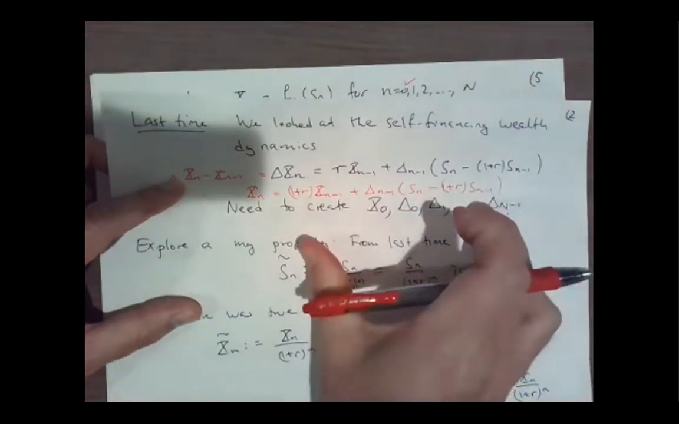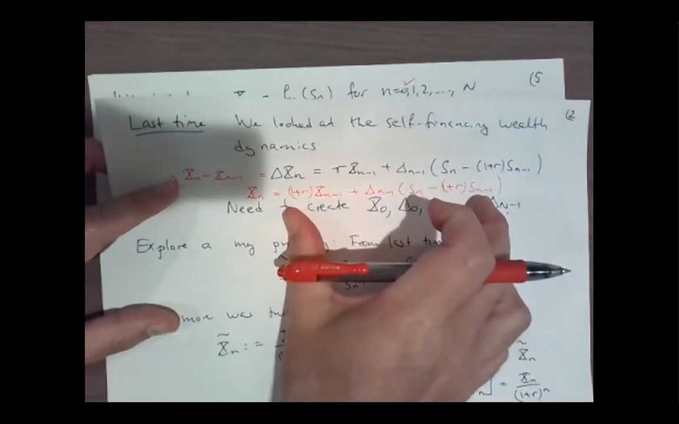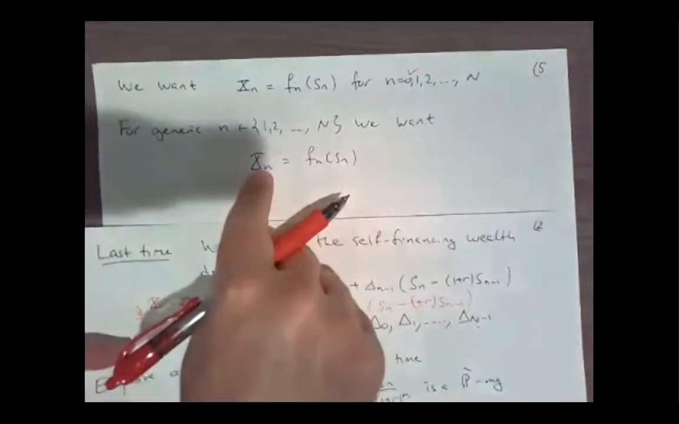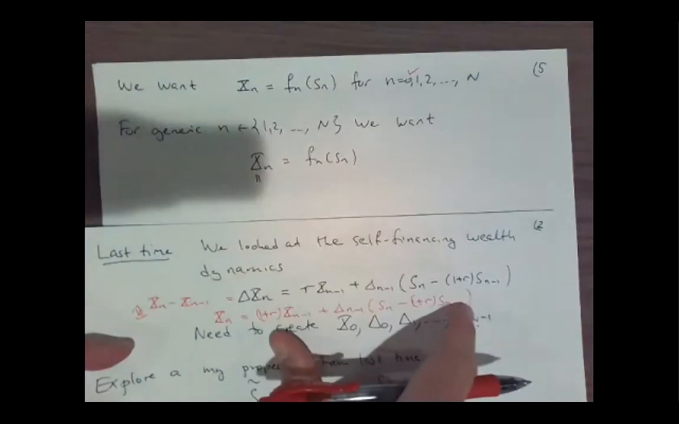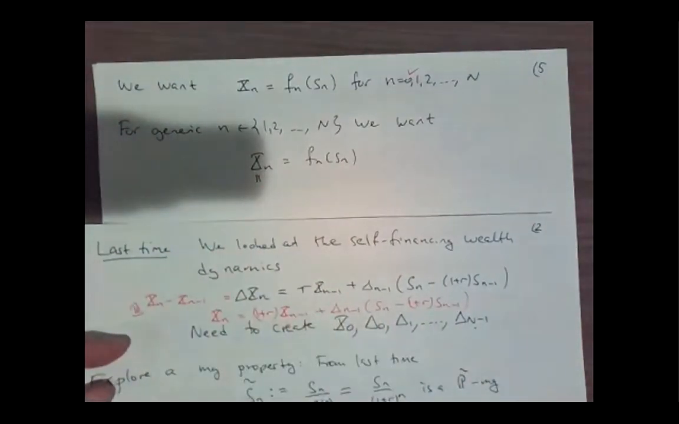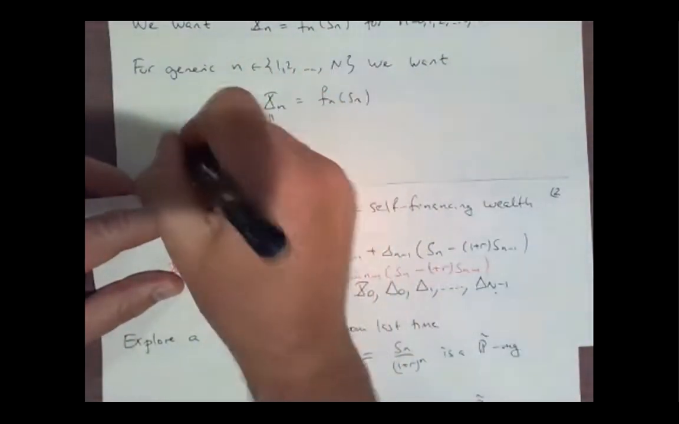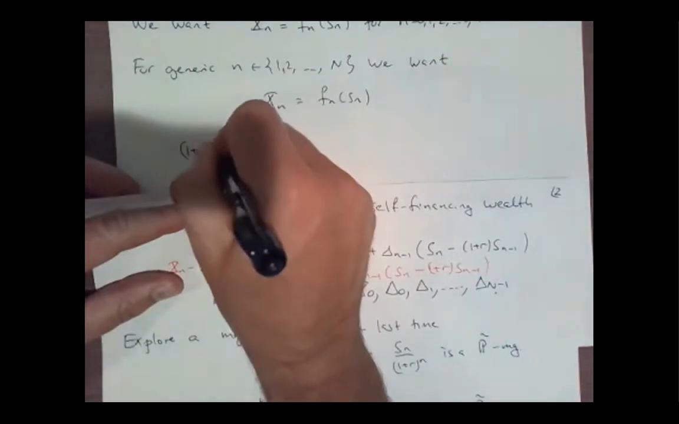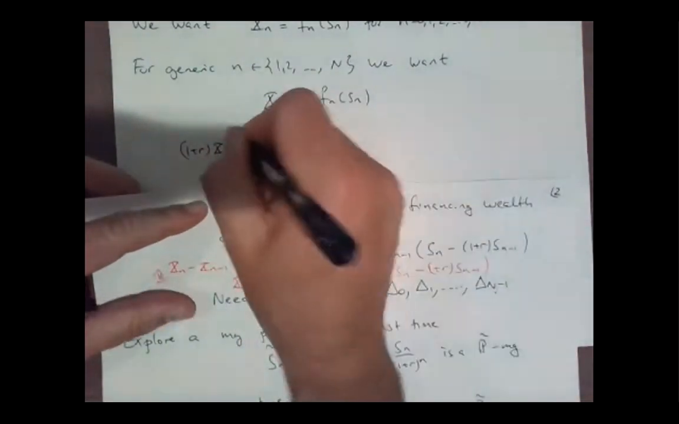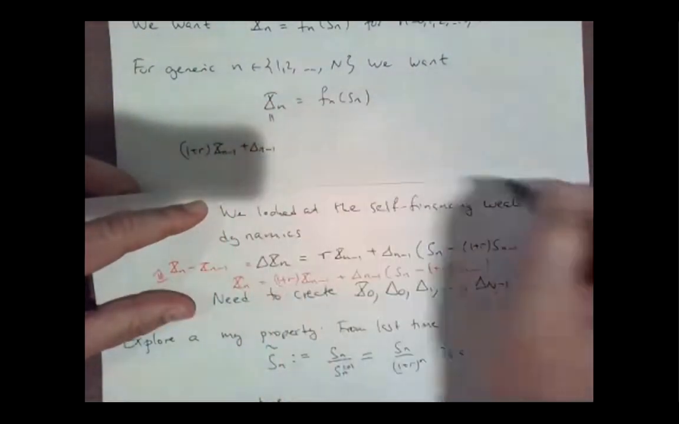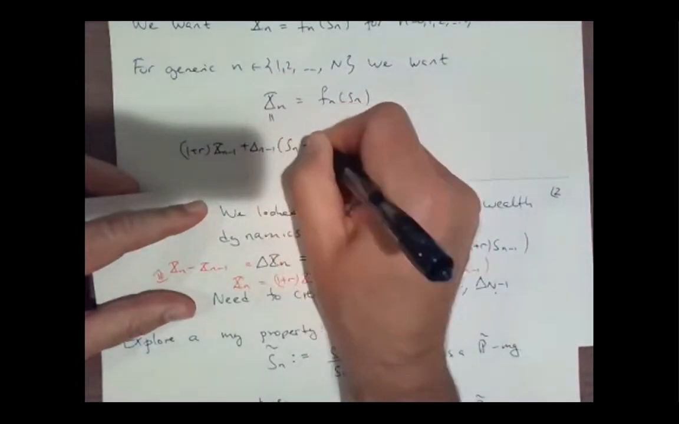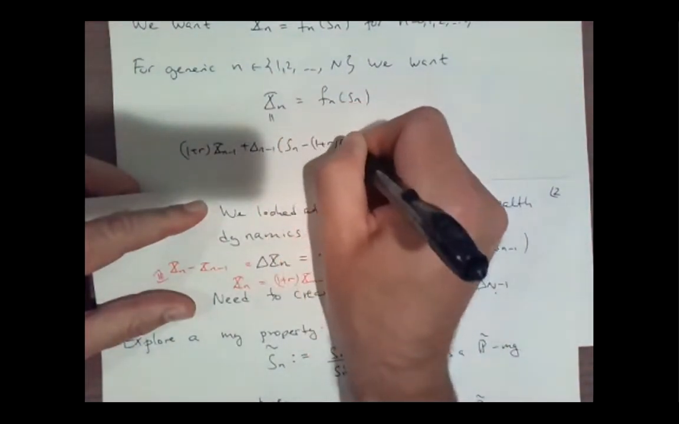Right, so I can take this expression on the right-hand side. Instead of xn, I take this expression and plug it in here. So we want this to be true. I know what xn is equal to. xn is equal to (1 plus r) times (x_{n-1} plus delta_{n-1} S_{n-1}) plus r S_{n-1}.